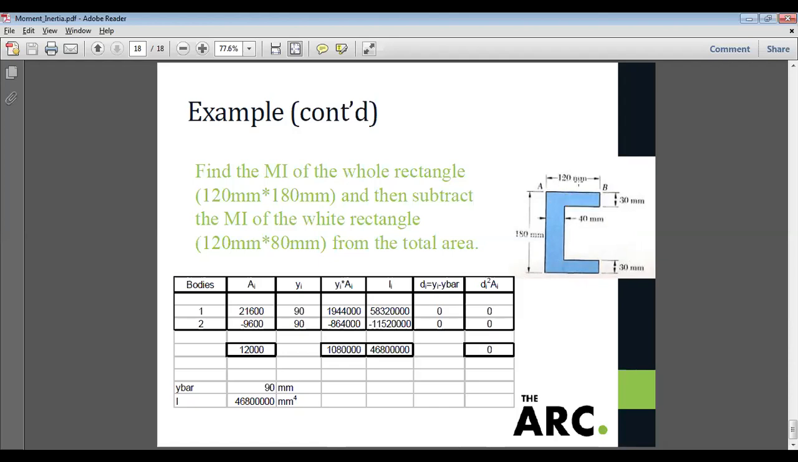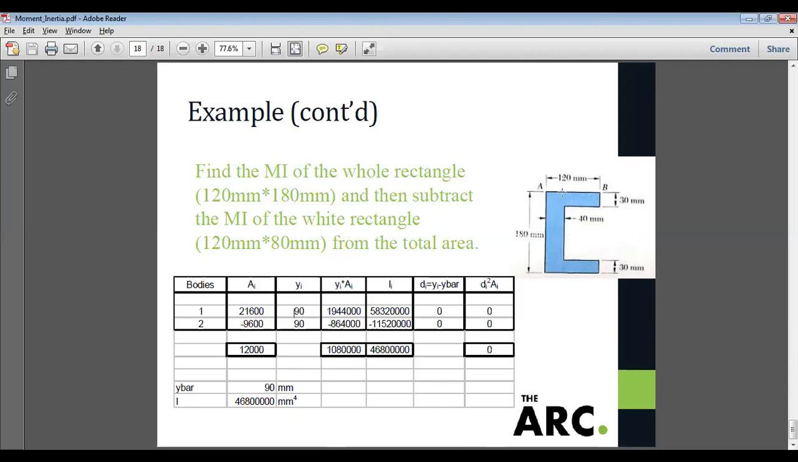First of all we'll find the area of the whole section C, the whole rectangle. 120 is the length and 180 is the height. So 120 by 180 mm will give us 21,600 millimeter square.